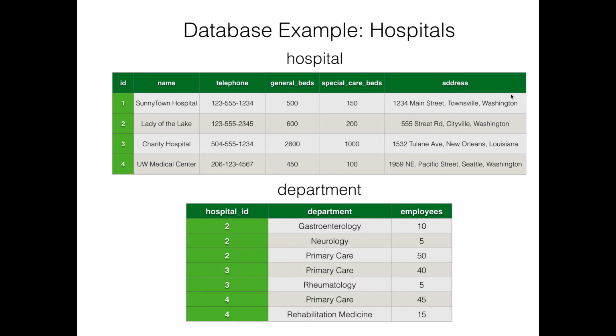So the relational part of relational databases is the relations between those tables. And we're not going to get too much into what's a good database design, but the idea is you don't want to put everything in one table. You want to try and split it out, just as logically as possible. So, Lady of the Lake, for example, has primary care. It's got neurology. It's got gastroenterology. And you can see that by looking at the department table.